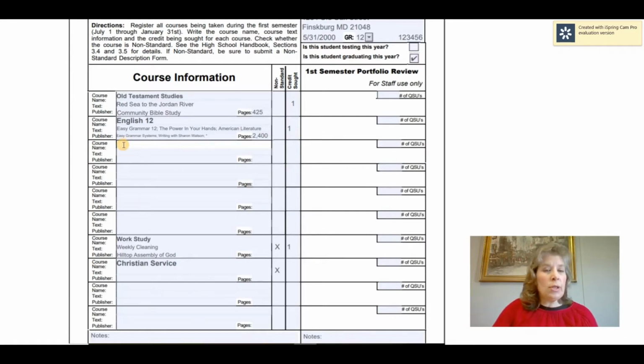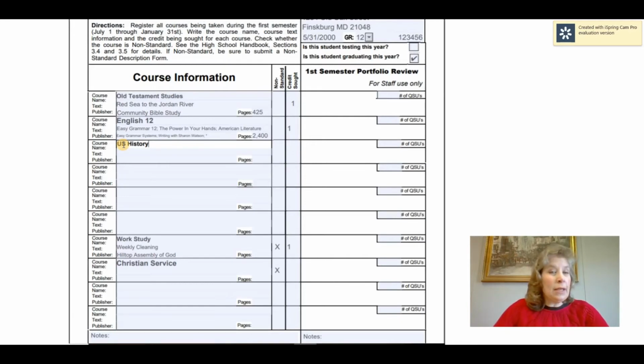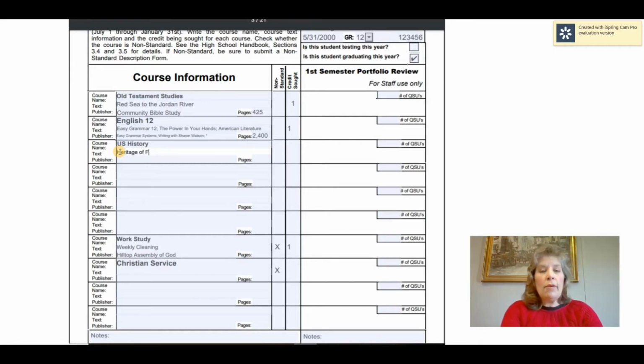The next course that we will fill in is U.S. History. What's nice about these forms is if you fill something out incorrectly, it's very easy to fix. You can backspace and fill it in correctly. For U.S. History, we are using a standard textbook, and the textbook is called Heritage of Freedom, and the publisher is Abeka. We're going to fill in the pages over here, and then we are seeking 1 credit.